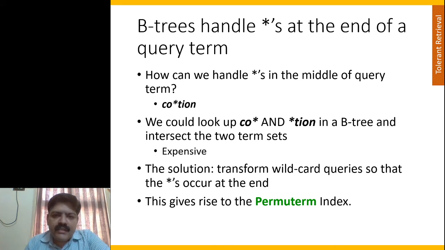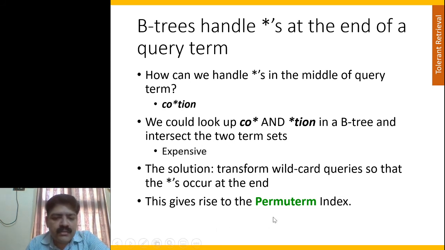How can we handle the stars in the middle of the query term? Let's say I have CO star TION. We could look up CO star, we could look for star TION, and we could do an AND between them. This is indeed expensive, but it works. Now, how could you do this in a better way?